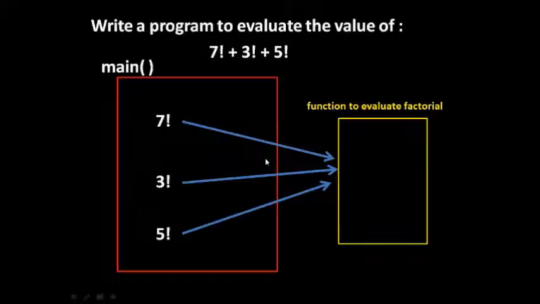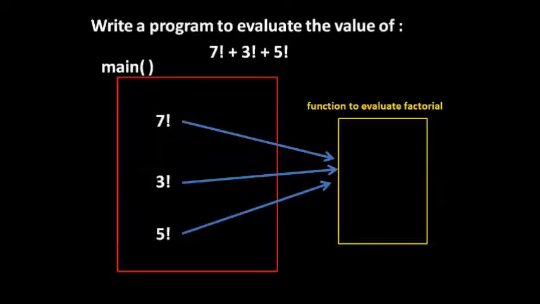This function which evaluates the factorial of a given number will have instructions which evaluate the value of the factorial of a given number. So when you need the factorial of 3, you will call this function again, and this function will evaluate the factorial of 3. When you need the value of 5 factorial, you will also call this function, and it will evaluate the factorial of 5.